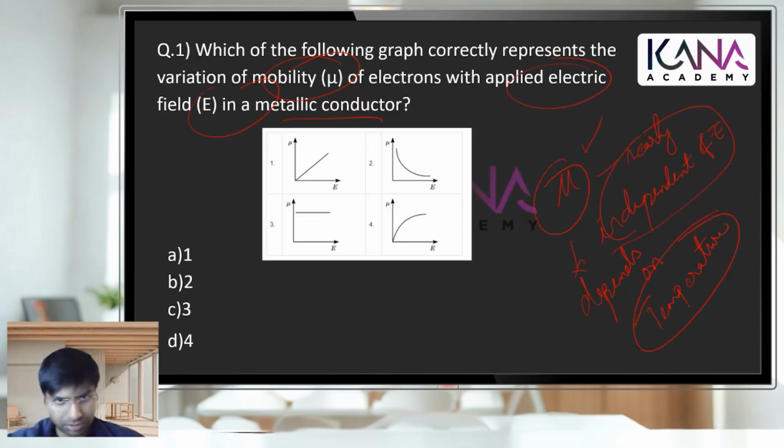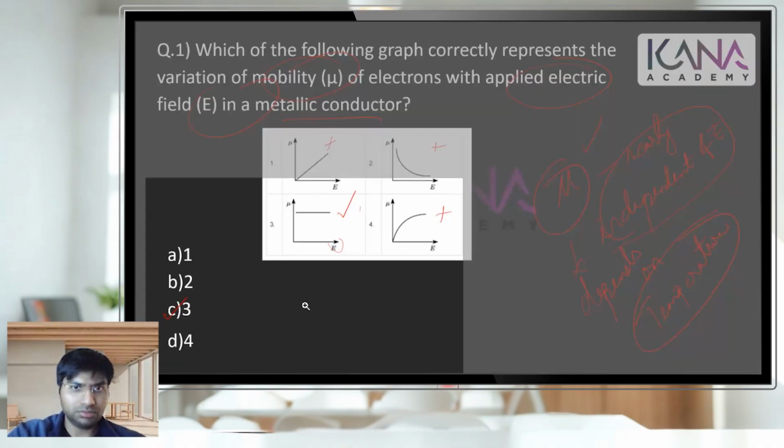Now we can try to understand these graphs. The first graph is a straight line from the origin, which says it is linearly proportional, so that's not the case. The second one shows an exponential decay, so that's also not the case. The third one shows mu is constant irrespective of E. So even when E changes, mu remains constant. That explains that mobility is independent of E. The fourth option initially increases linearly, then it saturates, so this is also not the case. So the answer for this one is 3.